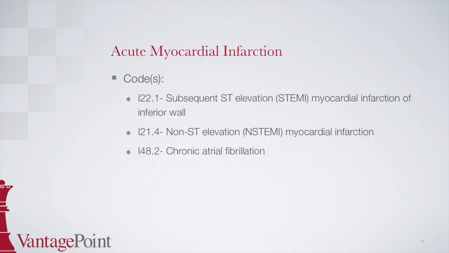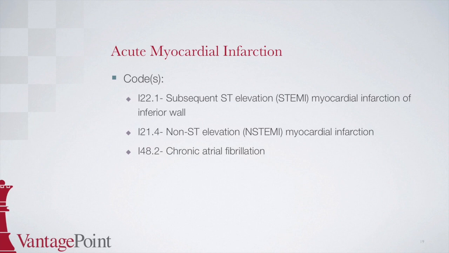The first code is I-22.1, subsequent ST elevation, STEMI, myocardial infarction of inferior wall. This code can be located by starting at infarction in the alphabetic index and then locating the term myocardial. Indented below this is ST elevation and then inferior with wall in parentheses, followed by subsequent, which points to I-22.1, which you would then confirm in the tabular.